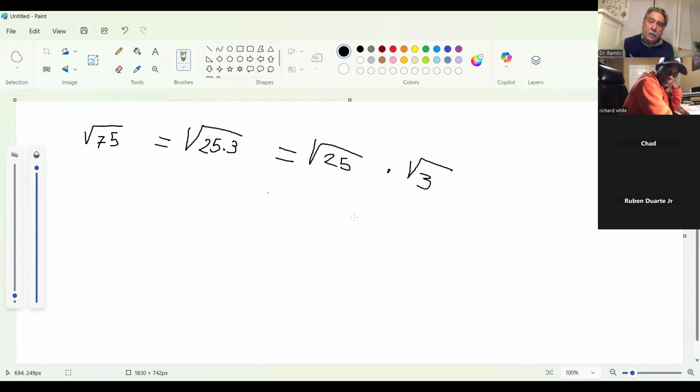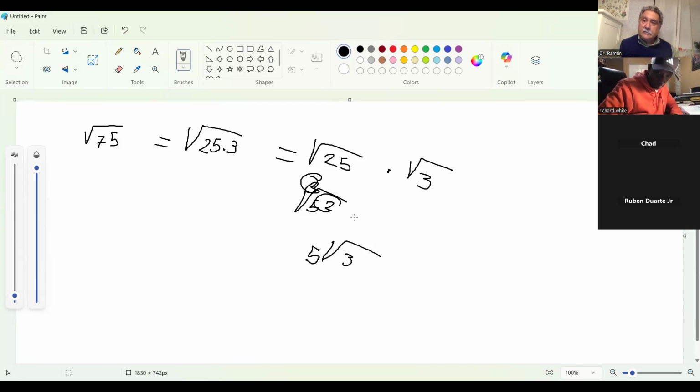Okay? Now, 25 is 5 to the power of 2. When we don't put a number here, it means it's 2. Remember that. So 5 to the power of 2 is under the square root. This number gets divided by this square root. 2 divided by 2 is 1. So 5 comes out. That's why you get 5 times the square root of 3. That's your final answer.